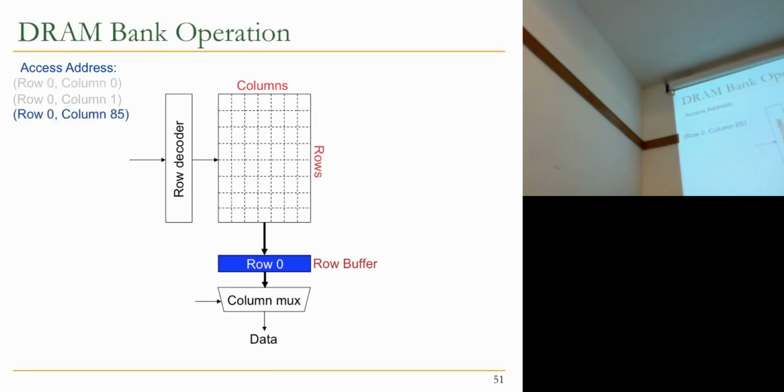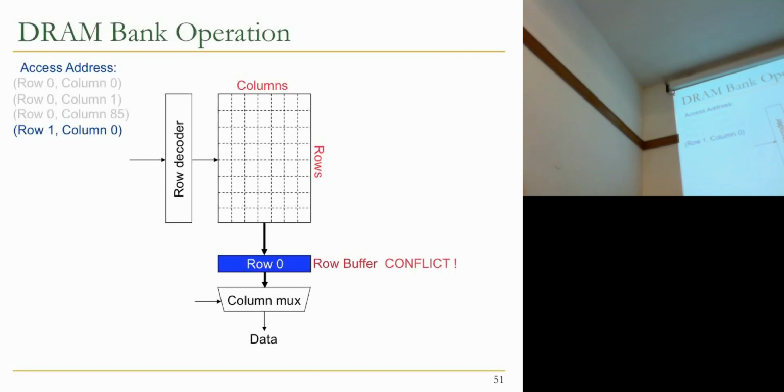Let's say the memory controller needs to read the same row, but another column in the same row. Again, this is a row buffer hit, and the controller needs to send only the column address, and the DRAM chip responds with the data. Let's say the memory controller needs to access row 1. In this case, this is called a row buffer conflict.